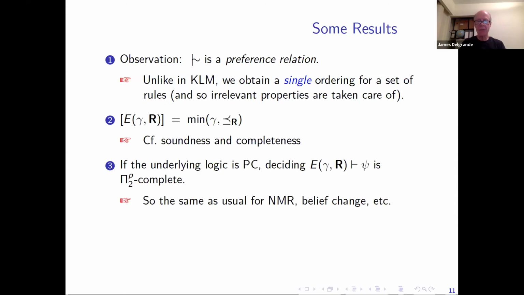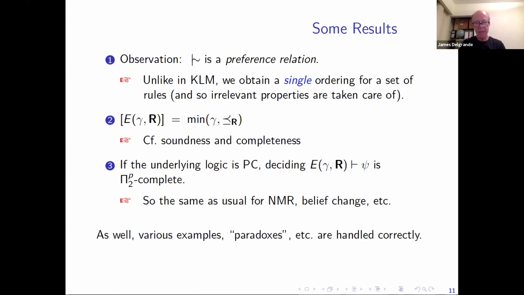We get that complexity is reasonable. It's at the second level of the polynomial hierarchy, this for entailment. So the same as other related approaches for non-monotonic reasoning, belief change, et cetera. The paper's got a bunch of examples, and I'll claim that the various paradoxes examples are handled correctly.